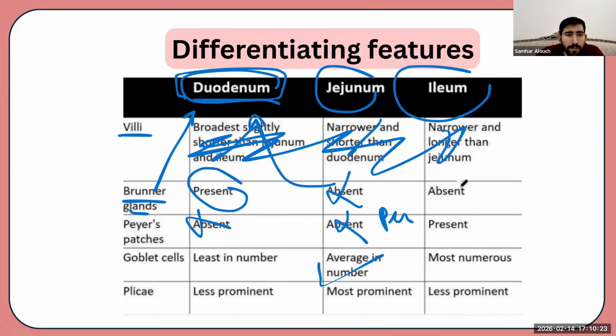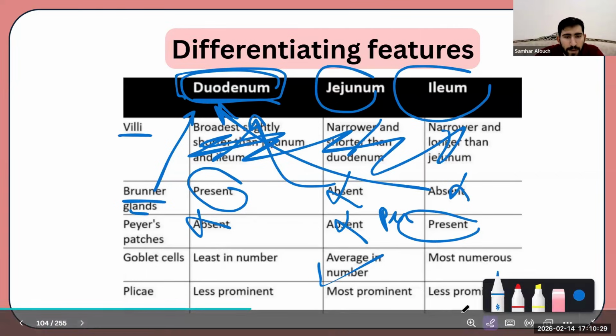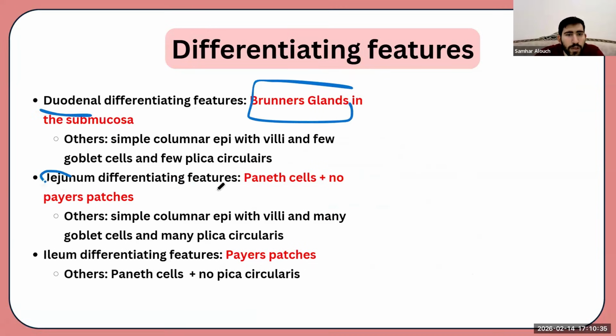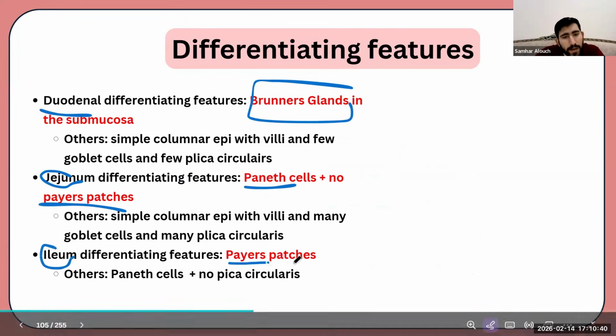Ileum: does it have Brunner's glands? No, that's only for duodenum. Does it have Peyer's patch? Yes. And it doesn't have plica circularis. I also have these things here. Duodenum has Brunner glands. Jejunum has Paneth cells without Peyer's patch. Ileum has Peyer's patches.